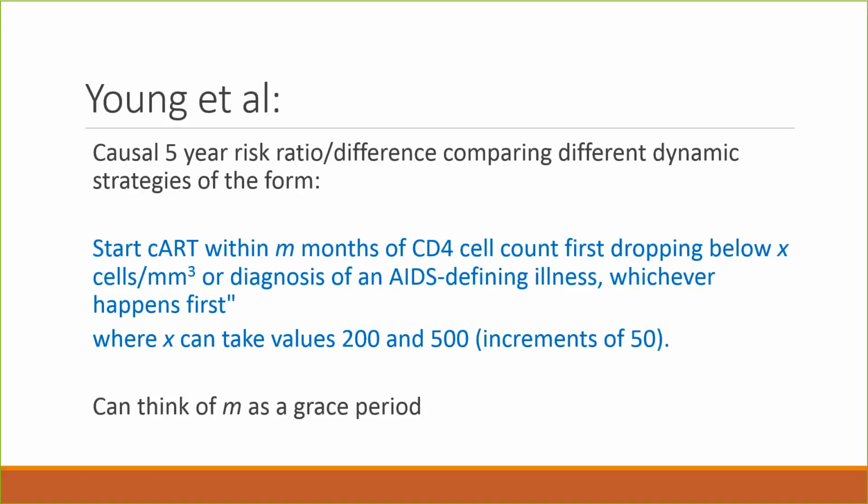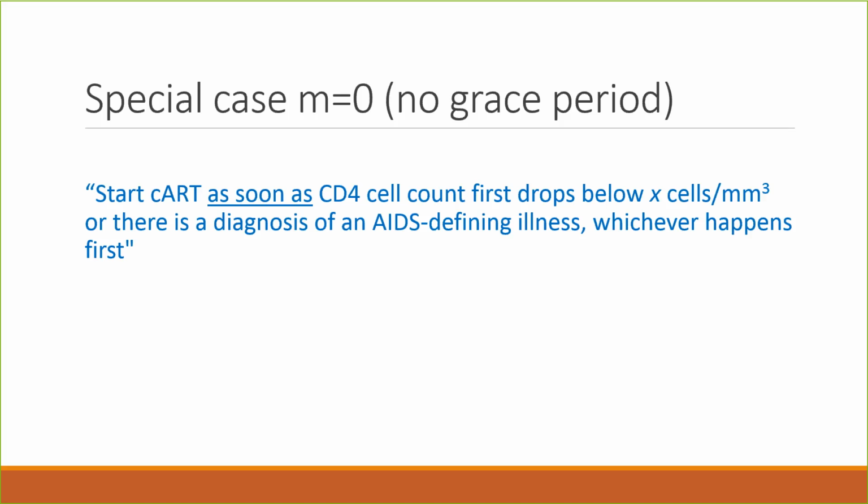In our analysis, we defined M as 6. So the idea was start CART within 6 months of this condition occurring. We'll give you a little time once this condition occurs to start treatment. But the rule says that at the end of that 6-month period, you have to start if you haven't already started. We can also just think about the simple special case where M equals 0, just to keep a more simple rule in our head, no grace period. Then the rule just becomes start CART as soon as CD4 first drops below this cutoff X, or there's a diagnosis of AIDS, whichever comes first.